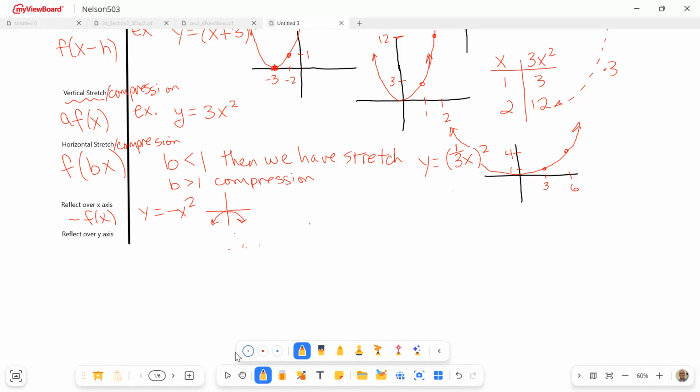So maybe the better thing to do would be to do a little bit of a translation first, but really we're saying f of negative x is going to reflect it over the y-axis. So like if I had y equals negative x, okay, let's see, how should we do this? Let's put it like this, negative x plus 3, and let's go over and look at what that looks like on Desmos, okay?